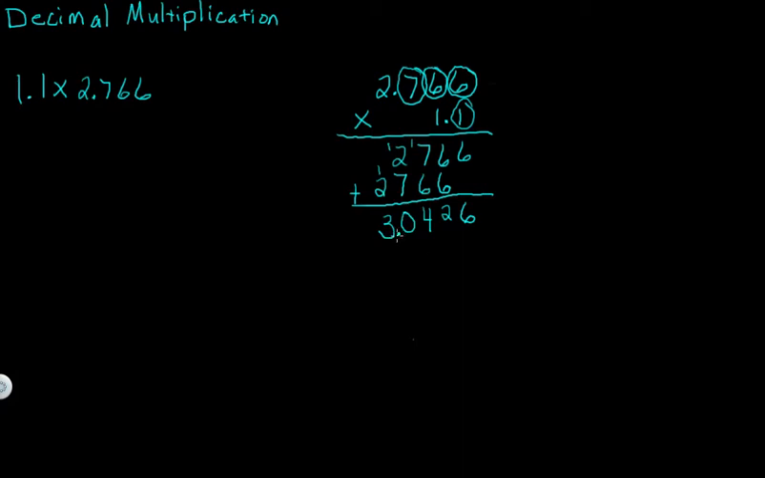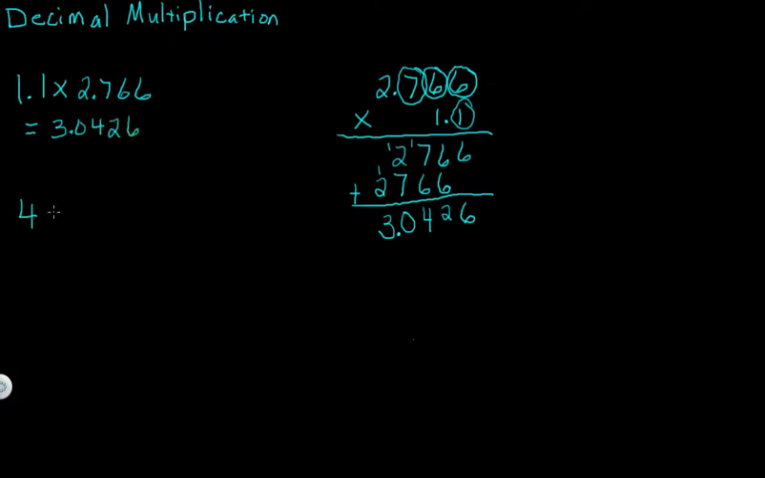So before we finish, we have to do a reality check to see if this makes sense, to make sure we didn't put our decimal in the wrong place. So if we look at this number, 2.766, that's about 3. We can round this to 3. 1.1, we can round this to 1. So this is basically 3 times 1, which is 3. So our answer, we would expect it to be close to 3. 3.0426 is indeed close to 3. All right, so we know we're correct as long as we did our arithmetic right. So the answer here is 3.0426.